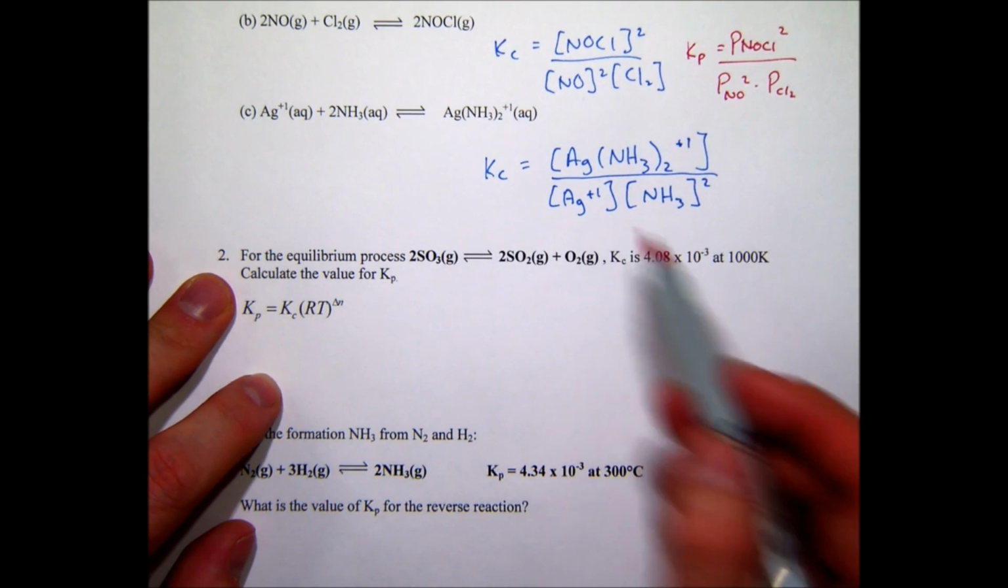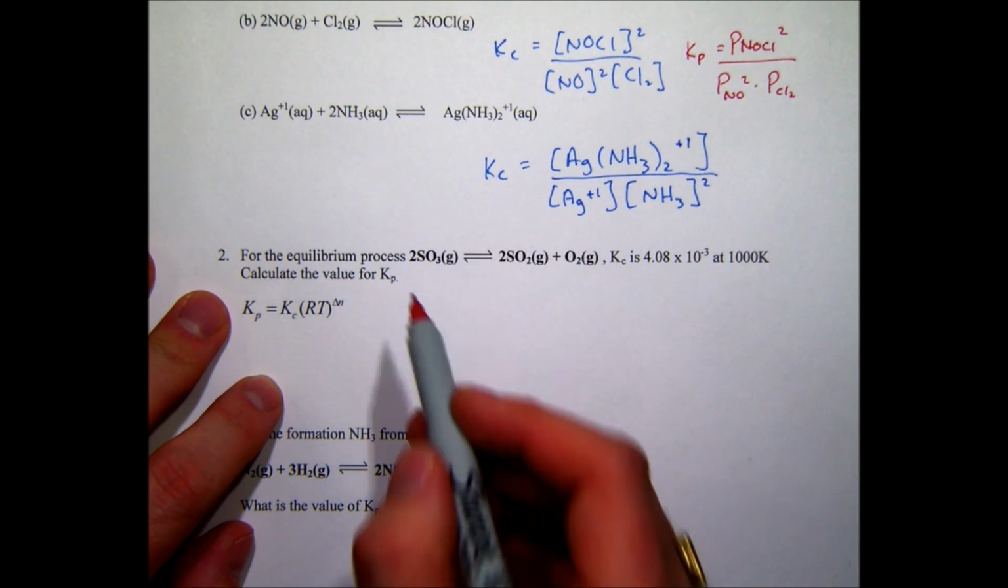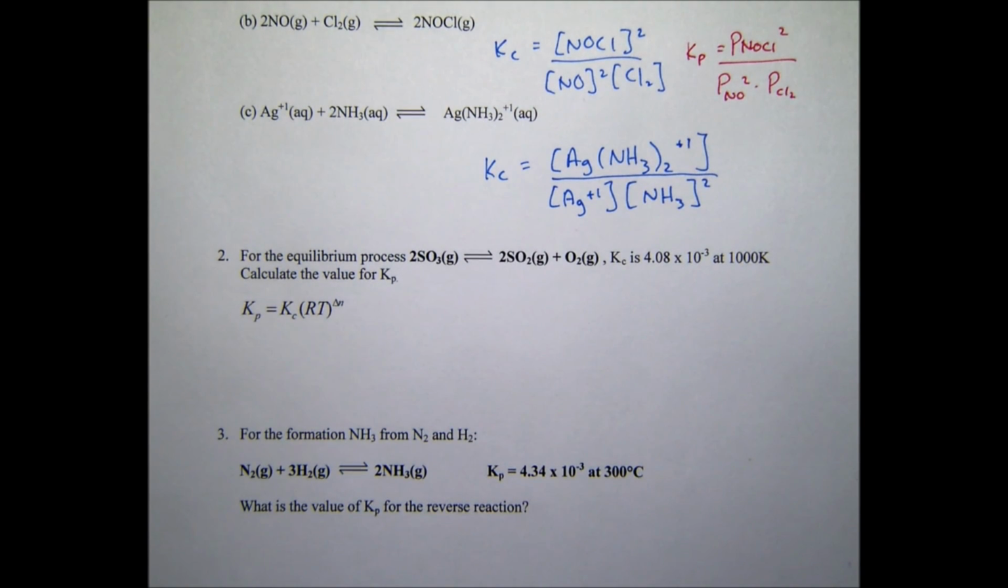So what's up here in blue? We want to calculate Kp, but we do not have the volume of the container. We just don't have enough information to do it directly by turning concentrations into pressure, at least not easily.